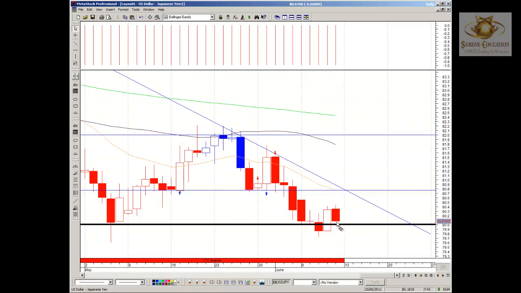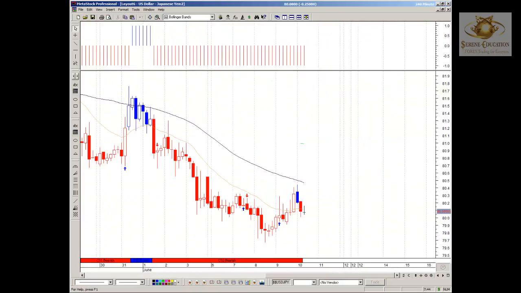But we are still in a pullback. As long as price can find support at 80 and fails to break lower, then we could be seeing a genuine reattempt of at least the 80.75 or 80.80 mark to start with. So make a note of that. Going into the new week, as long as price is trading above 80, we could see price pushing on from that.